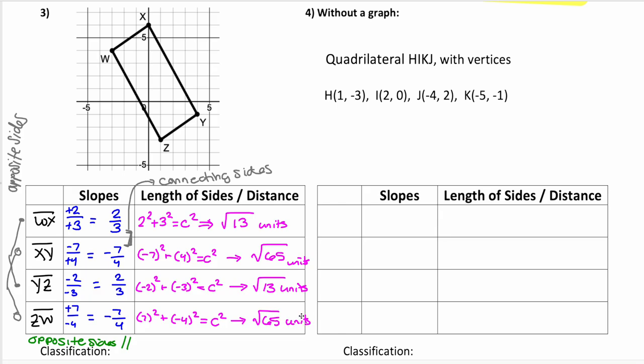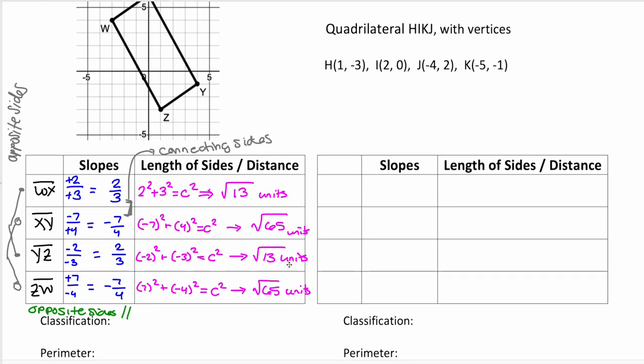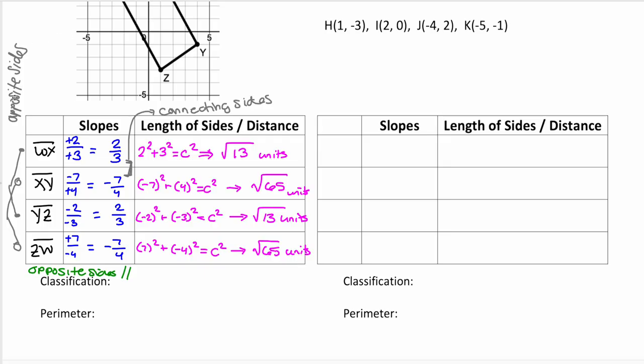So now we have all the distances. Let's compare. We look at the opposite sides first. So WX and YZ. WX is square root of 13, YZ is square root of 13. Well, if those are opposite sides, they are congruent. We also look at the other set because we want to have two sets of opposite sides. Square root of 65, square root of 65. That is two sets of opposite sides congruent.